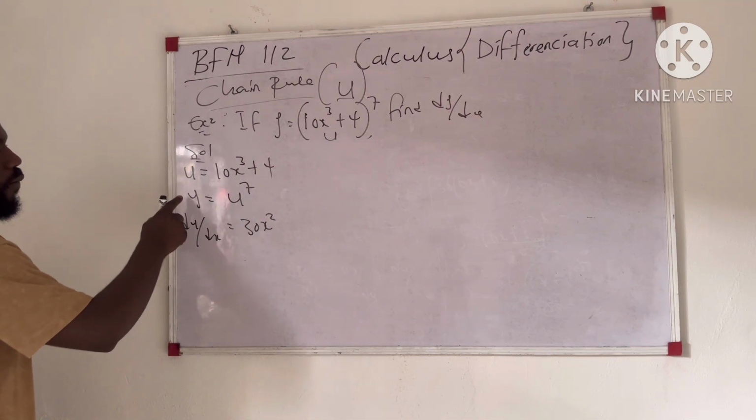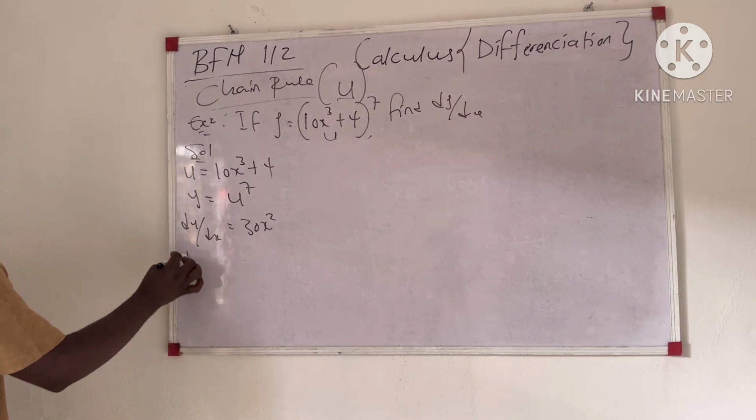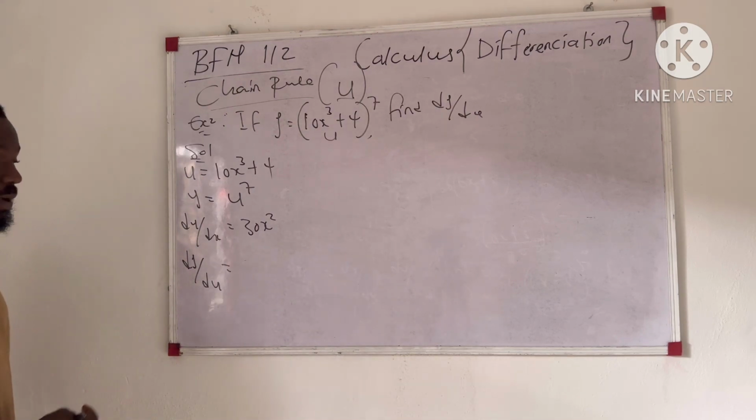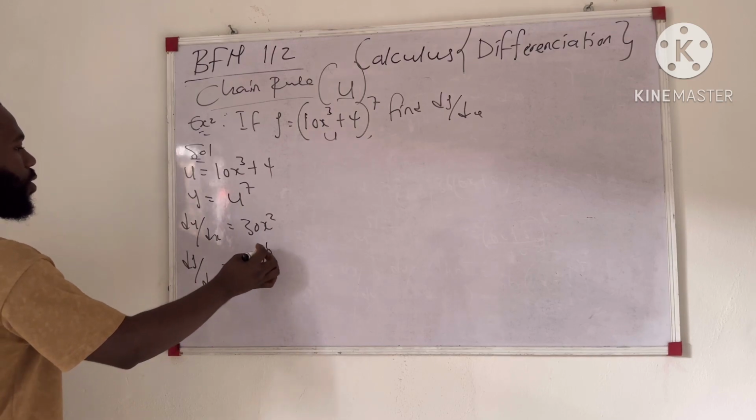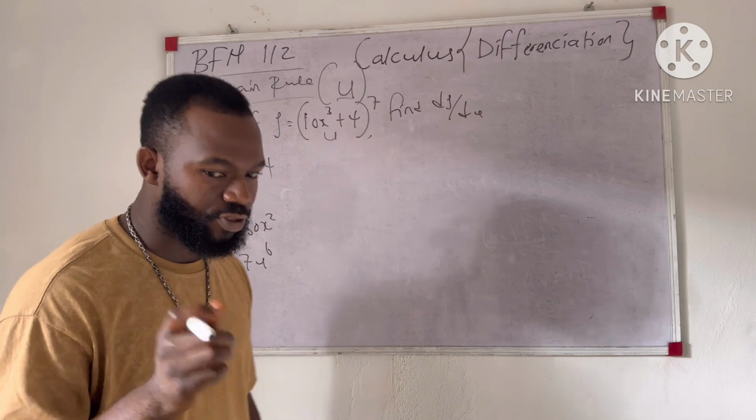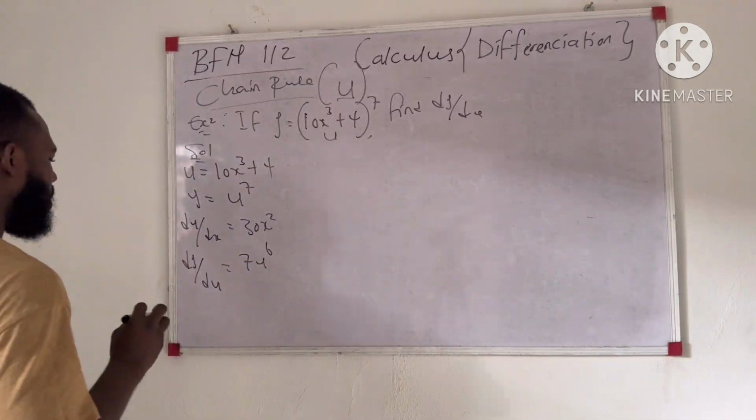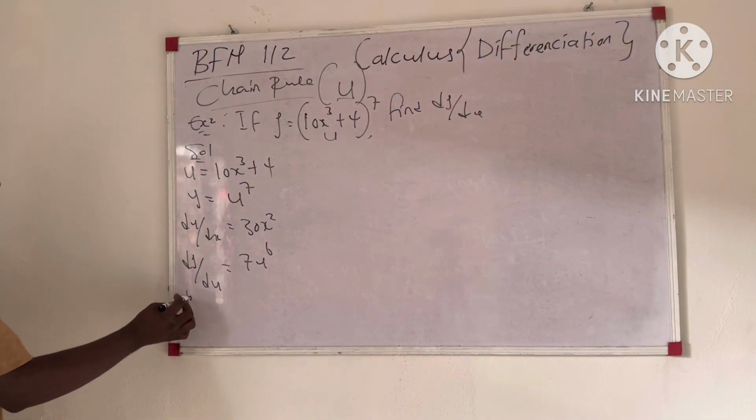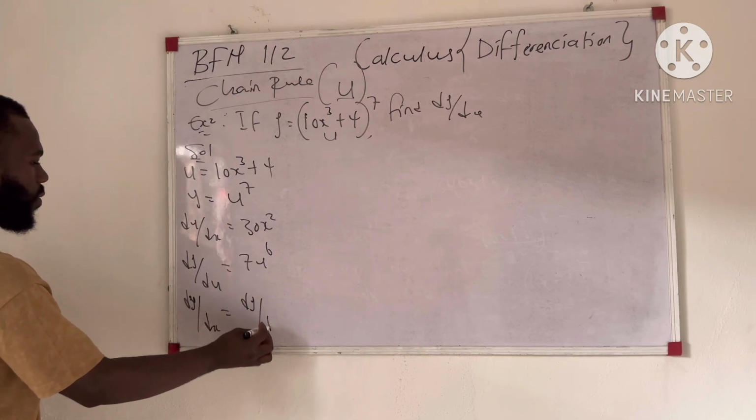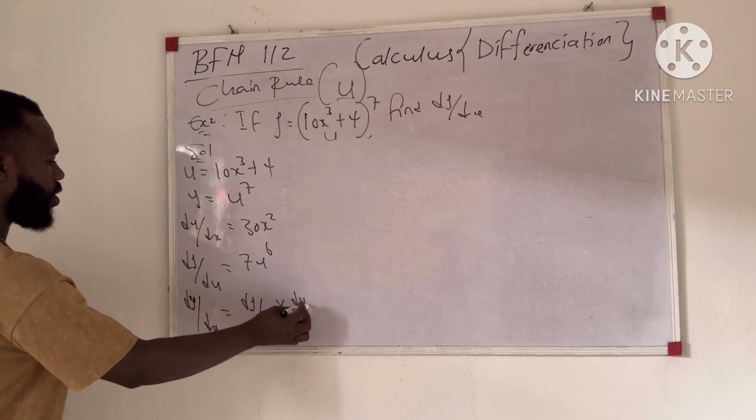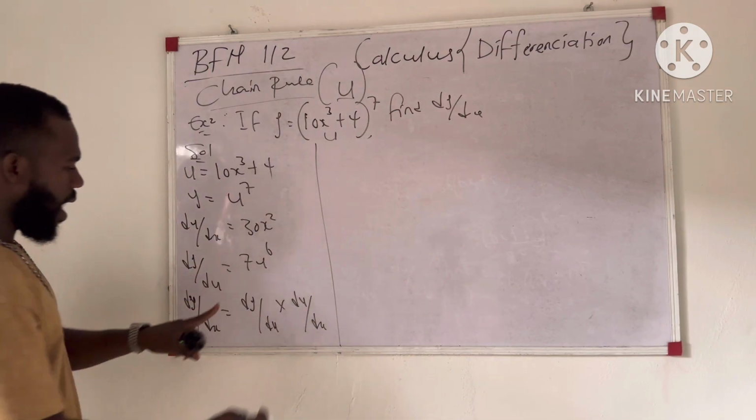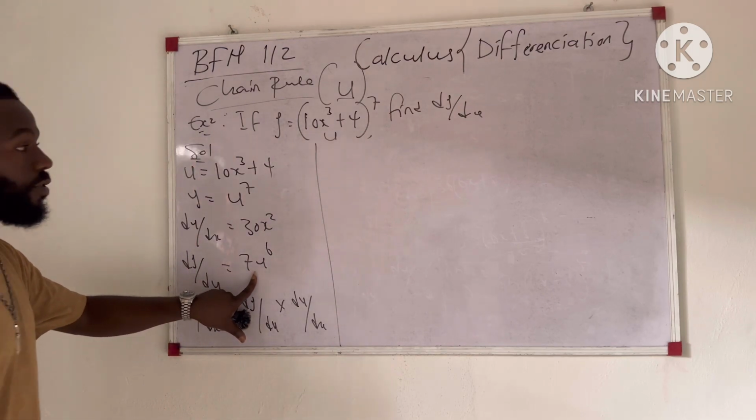So let's come here now. We have y and u. So what do we do? Differentiate dy over du. If I differentiate u raised to the power 7, what would I get? 7u raised to the power of 6. So what did I say we do next now? Introduce our formula. Now our formula says dy over dx is equal to dy over du times du over dx. You see, it's as simple as that. Now, our dy over du is this: 7u raised to the power 6.